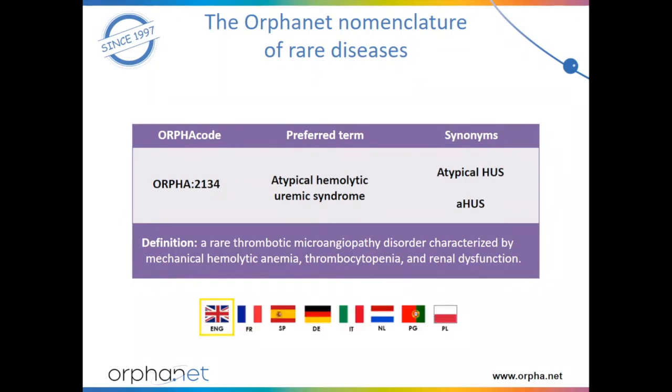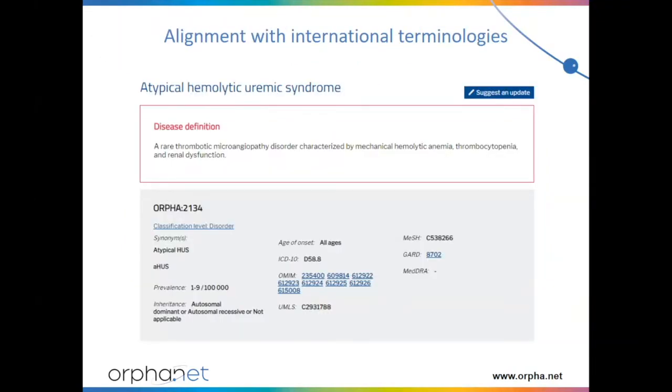The nomenclature is produced in English by default by the Orphanet coordinating team, which I am part of, based in Paris, and is translated into several other languages. Currently, the nomenclature includes a little over 6,000 entities at the disorder level. We will see right now what this means. But first, I'm just showing you how the disease page can be viewed on the Orphanet website. You can find all the components that I just mentioned, the ORPHAcode, the main name, the synonyms, and the definition.